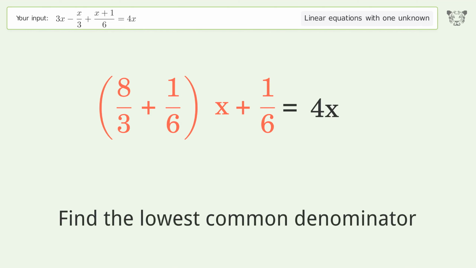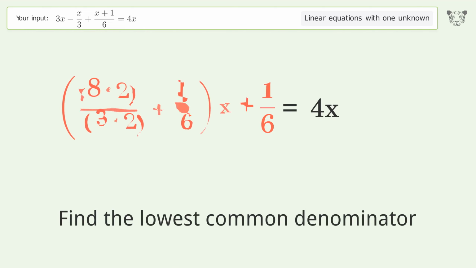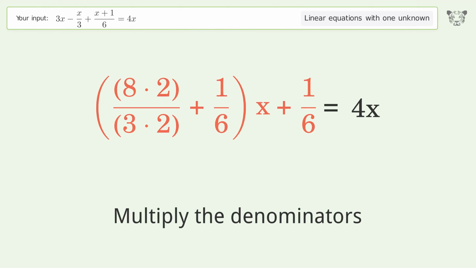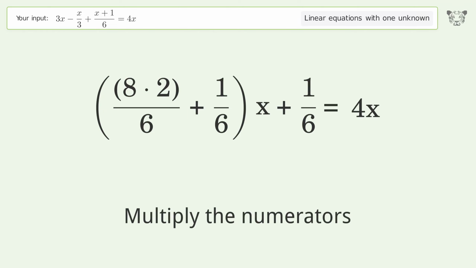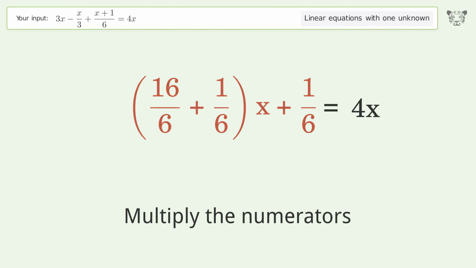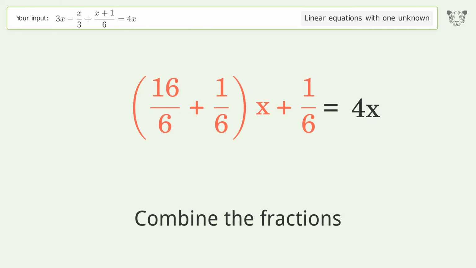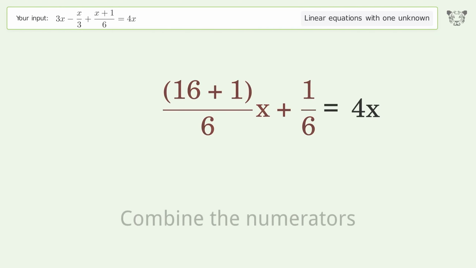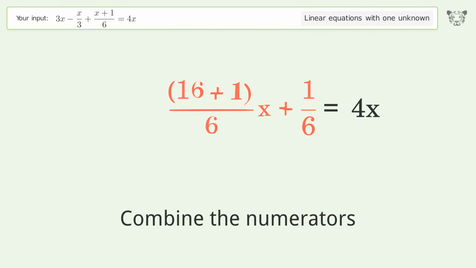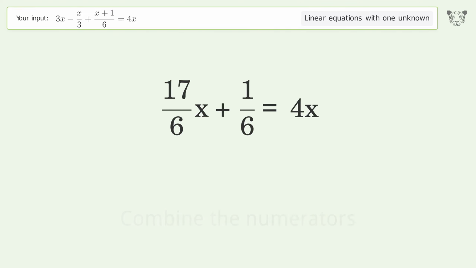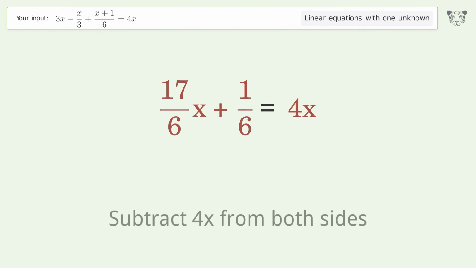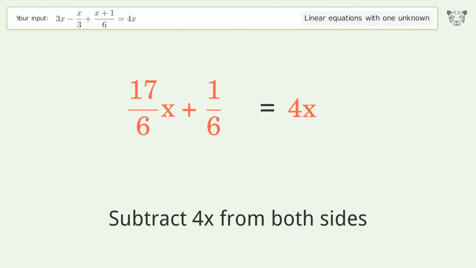Find the lowest common denominator. Multiply the denominators. Multiply the numerators. Combine the fractions. Combine the numerators. Group all x terms on the left side of the equation. Subtract 4x from both sides.